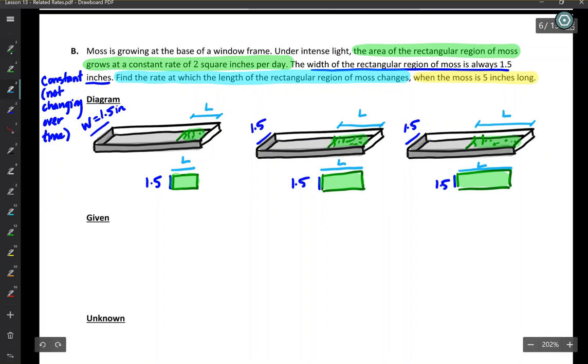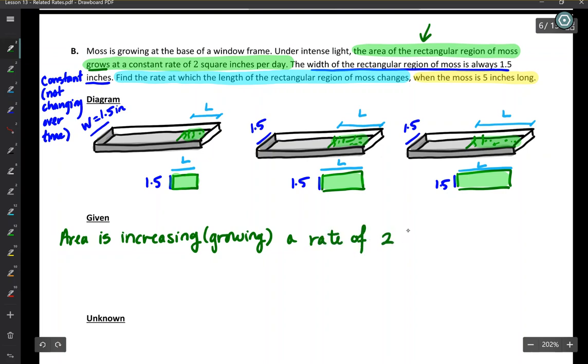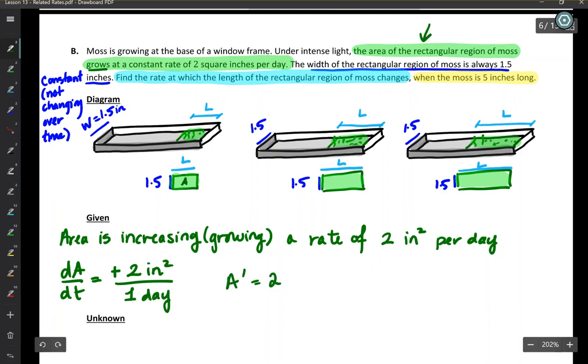So what did they give us? They gave us, here in green, that the area is increasing, so its rate of change will be positive. Growing at a constant rate of 2 square inches, we can write inches squared per day. So if A is my area, they gave us dA/dt, the rate at which area changes with respect to time, is positive 2 square inches for every 1 day. Or if you prefer, A prime is a positive 2.